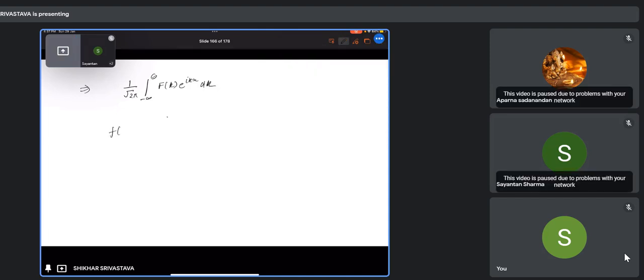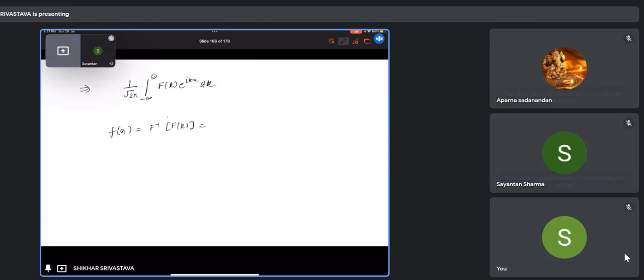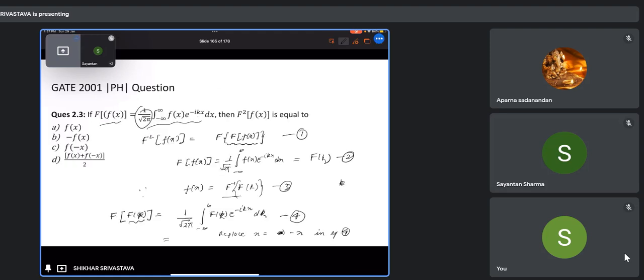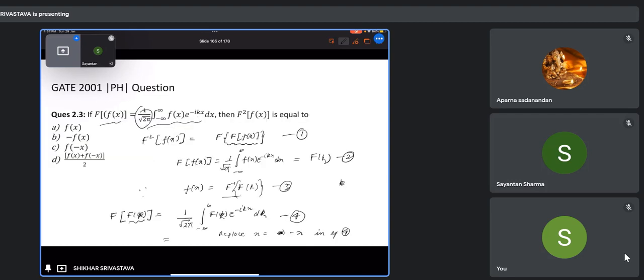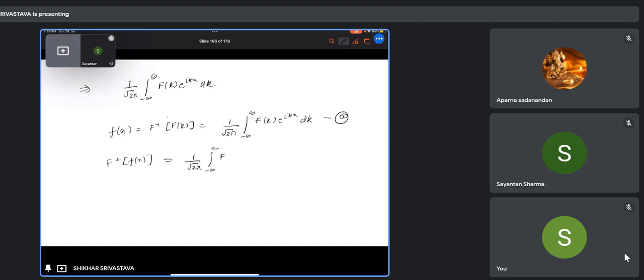So your f of x is nothing but f inverse of f of k, which is 1 by root 2 pi, integral from minus infinity to infinity of f of k exponential i k x dk. This is, say, equation A. And you've already found that f square of f of x is also 1 by root 2 pi, integral from minus infinity to infinity of f of k e to the power minus i k x dk.